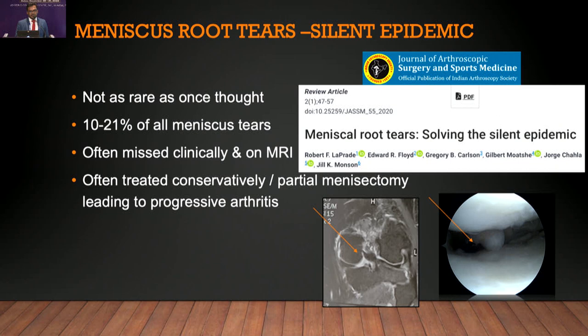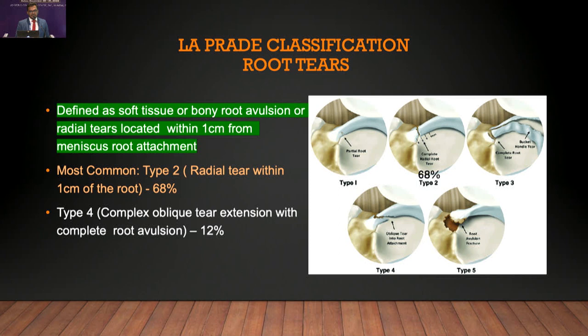LaPrade has given a good classification of the root tears and has defined it as a soft tissue avulsion or a bony root avulsion, or tears which are located within 1 centimeter from the meniscus root attachment. Out of these, the most common is type 2, that is a radial tear within the 1 centimeter, comprising almost 70% of the root tears, followed by type 4.